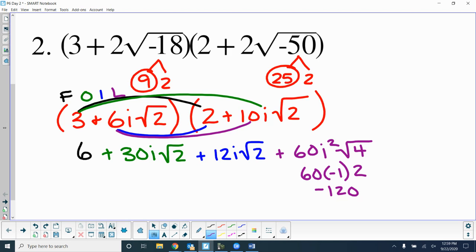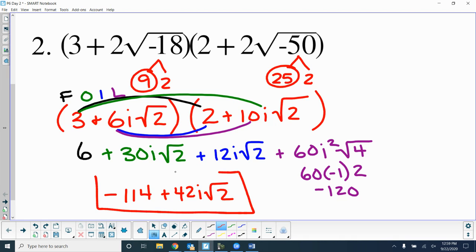Okay? Now I can combine my like terms to finish it up. It'll be 6 minus 120. That's negative 114. And then 30i radical 2 plus 12i radical 2. All that i radical 2 has to be the same, so I can put them together, which they are. That's 42i radical 2. So that's the answer to that problem.